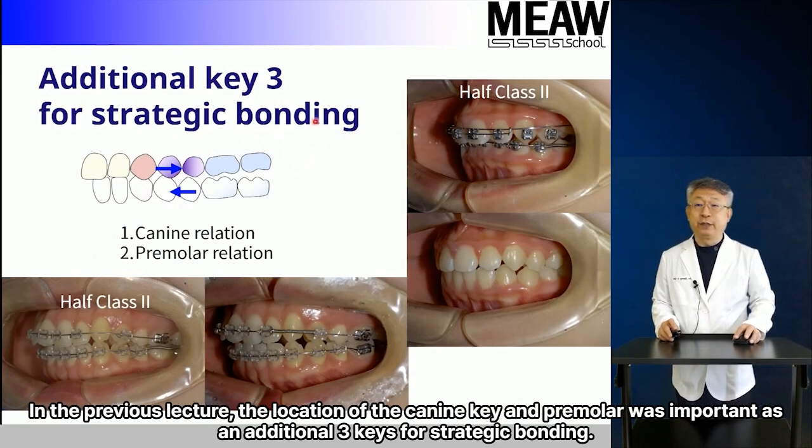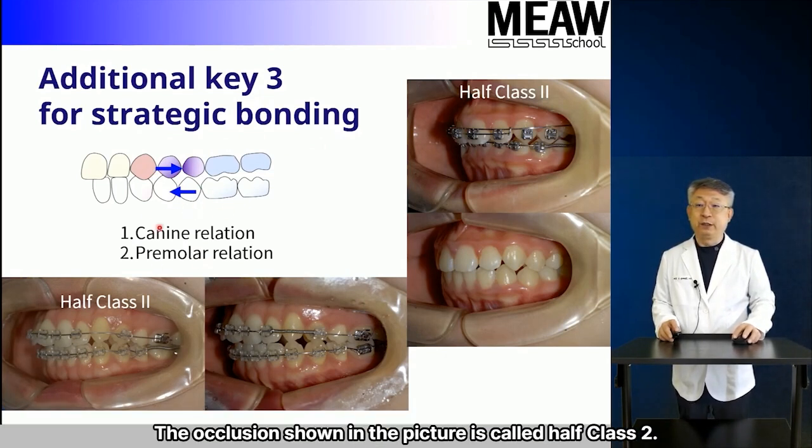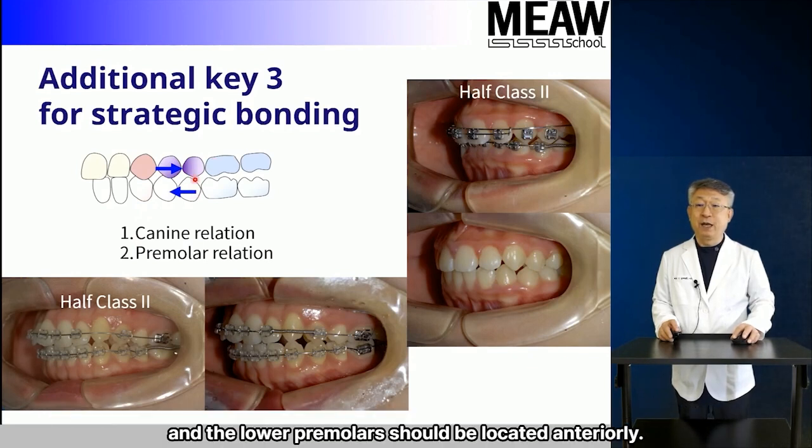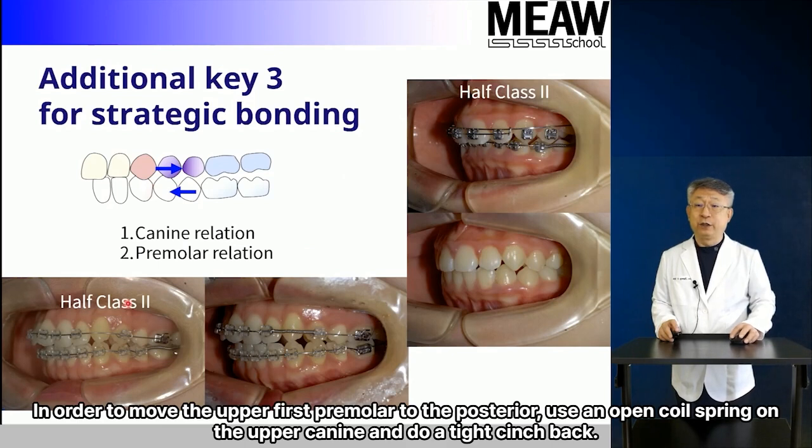In the previous lecture, the location of the canine key and premolar was important as an additional 3 keys for strategic bonding. The occlusion shown in the picture is called half Class 2. In the case of half Class 2 for treatment, the upper first premolar should be located posteriorly, and the lower premolars should be located anteriorly. In order to move the upper first premolar posteriorly, use an open coil spring on the upper canine and do a tight cinch back.